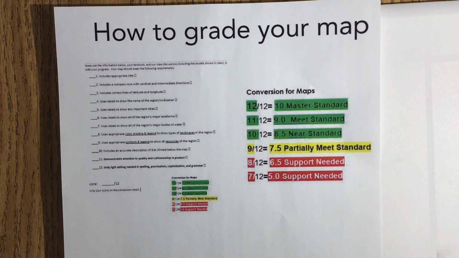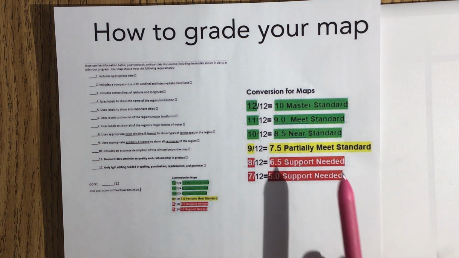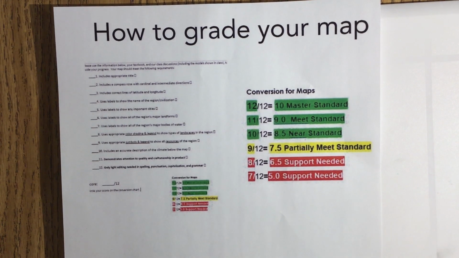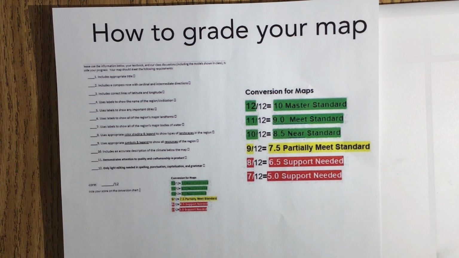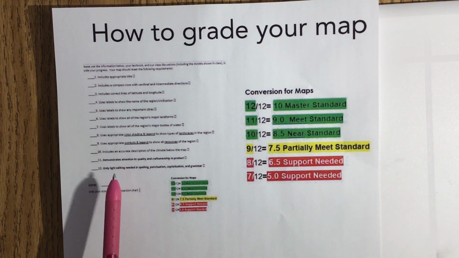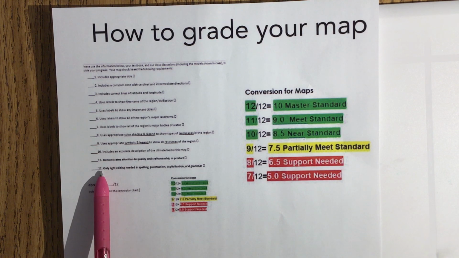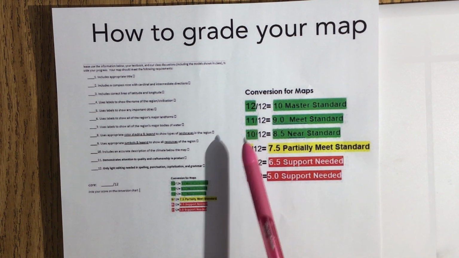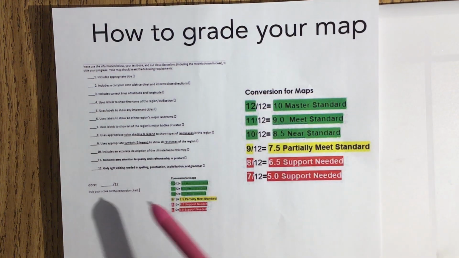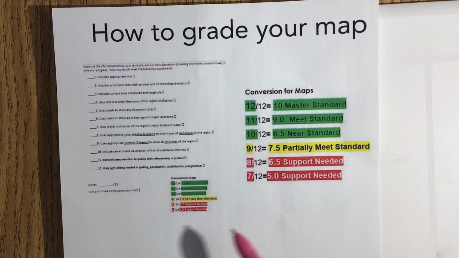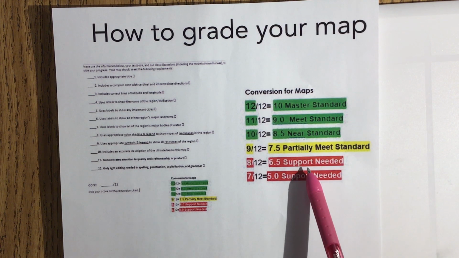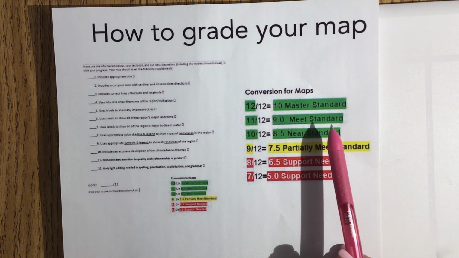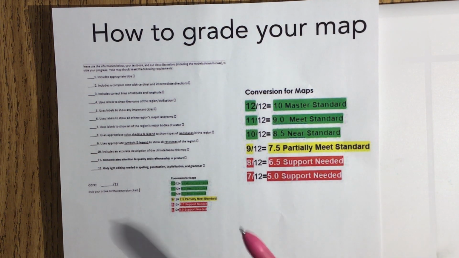Okay, so today I'm going to walk you through how to grade your India map, all right? This scale is what we're going to use for how you're going to convert your score over to mastery. So each step is worth 1 point. There's 12 steps, so there's 12 points total, all right? So then at the end, you'll just add it up, and whatever you have out of 12 will be the score that you write on the line, and then you can write whether you are needing support, partially meet, near, meeting, or mastering the standard, okay?